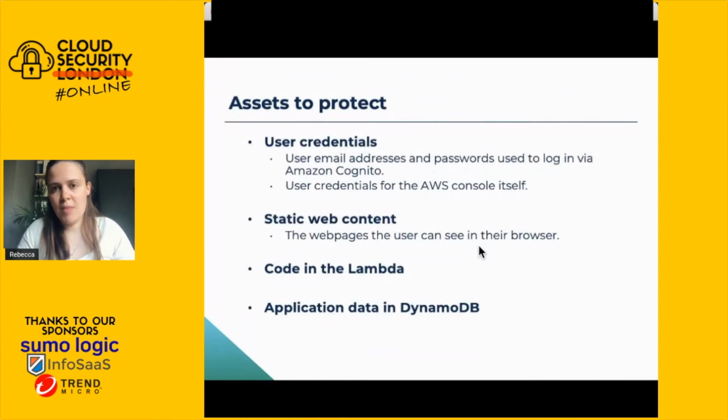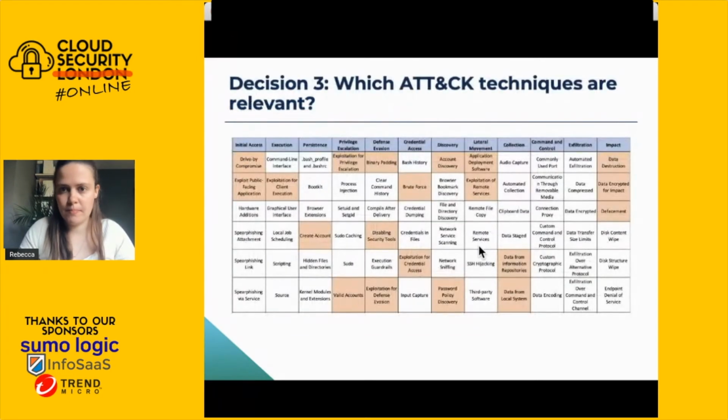Just to hammer that home, why is that our most important system? It's got user credentials in it that we need to protect: emails, passwords. If you're concerned about GDPR, then it's absolutely necessary to protect that information. We've got our static web content, so we don't want attackers getting hold of those web pages and messing around with them. We've got our actual code, which we definitely don't want to get lost. And critically, we've got the actual application data in the database. So that's why it's our most important system.